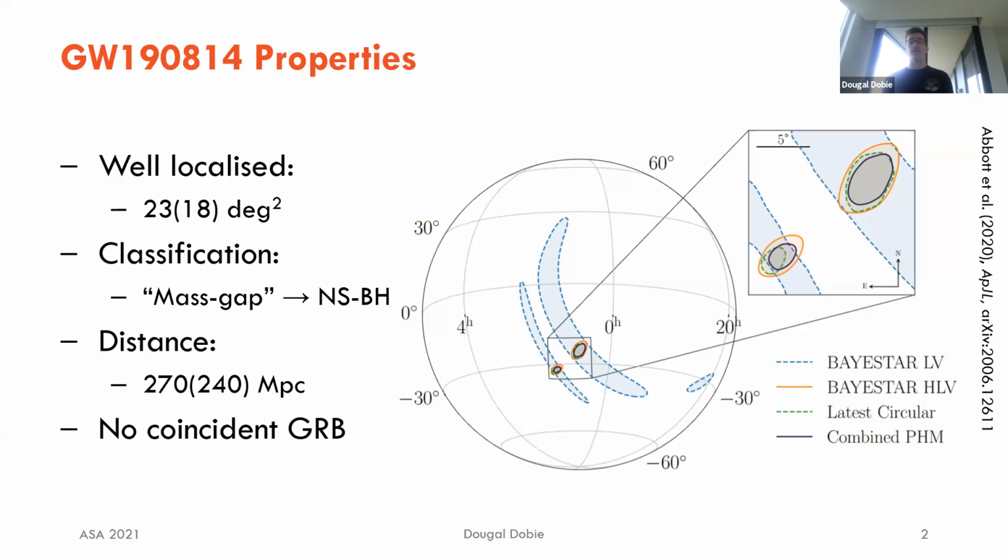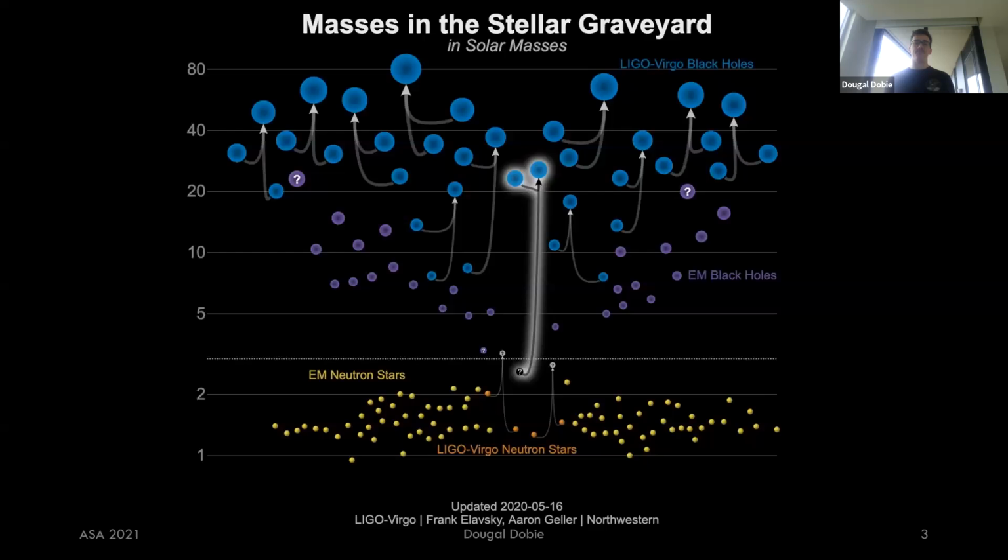So GW190814 was initially localized to 23 square degrees, and that's since improved to 18. The merger was first classified as a mass gap event, which I'll come back to on the next slide, before being revised down to a neutron star black hole merger, and then revised again to a mass gap event. And the distance to this merger was roughly 240 megaparsecs, which is much further than GW170817. And unlike GW170817, there was no coincident GRB detected.